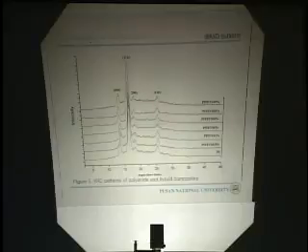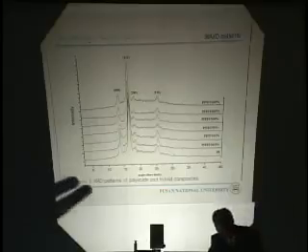Another thing you can see here is that the intensity of this polyimide is decreased after adding silsesquioxane. It means that some interaction is here and some interaction is here. That was the structural information of polyimide and hybrid composite.